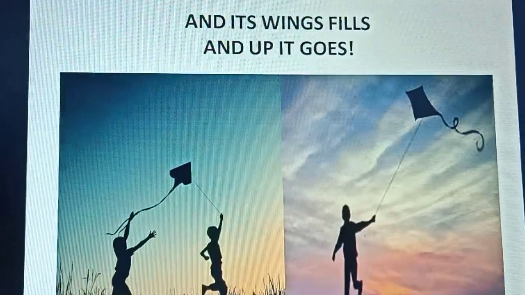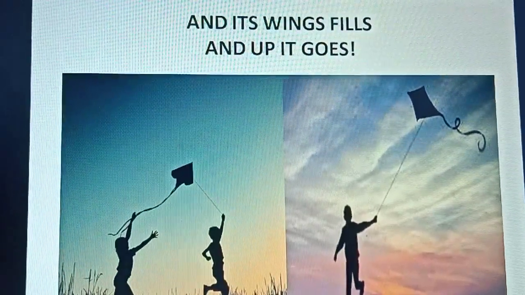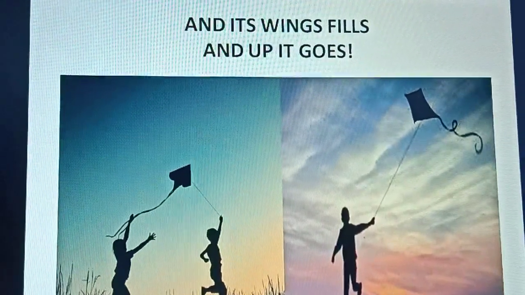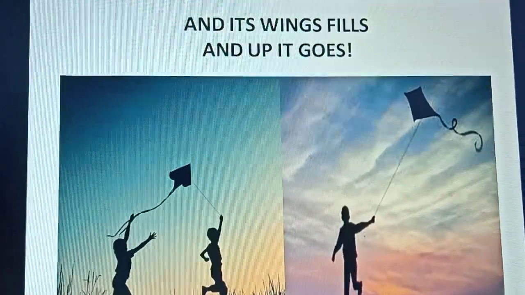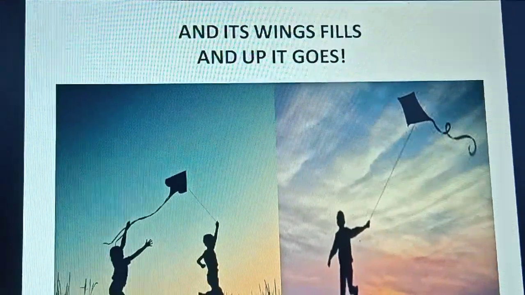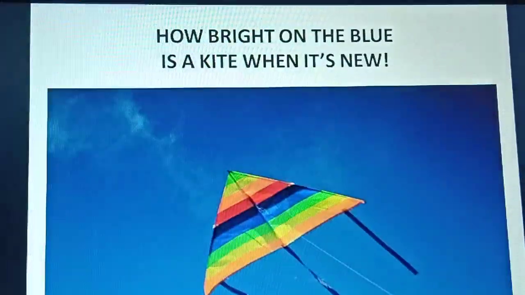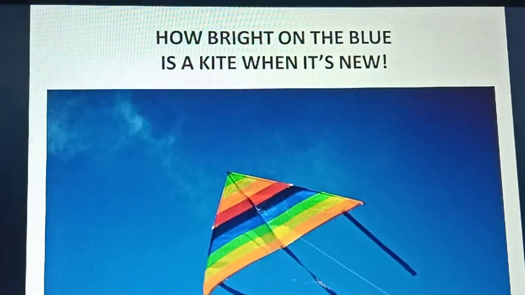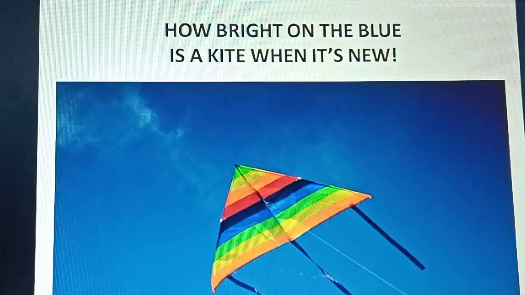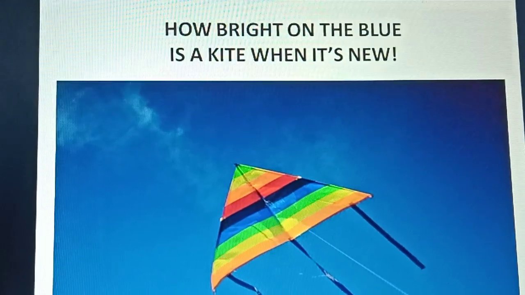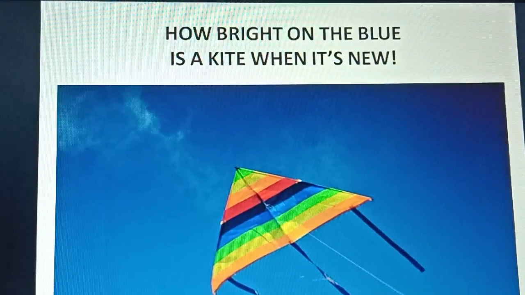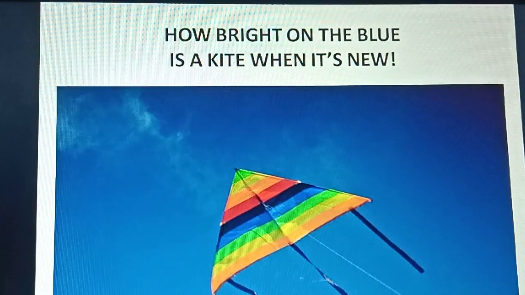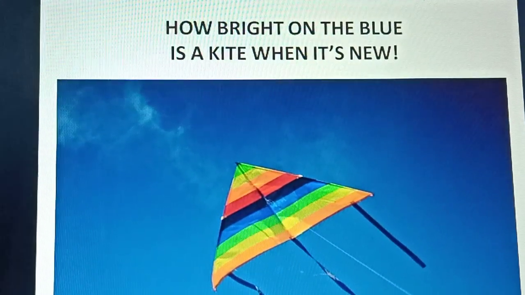So what is the meaning of this? Once you run along with the kite, what will the kite do? Yes, it will gather up the wind and fly high. Okay, again, how bright on the blue is the kite when it's new. Here, as I already told you, blue refers to the sky. Okay children, how bright on the blue is a kite when it's new.